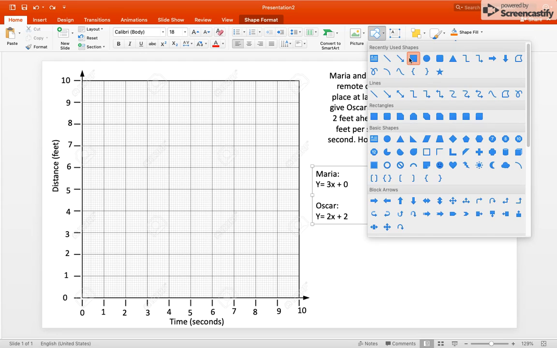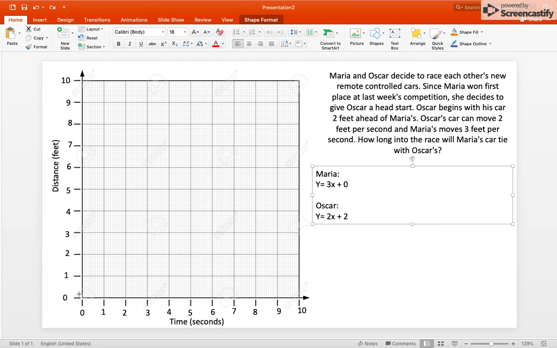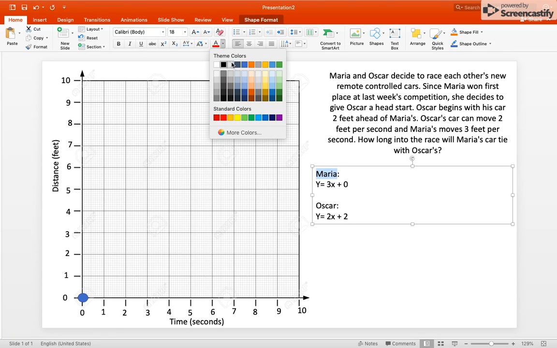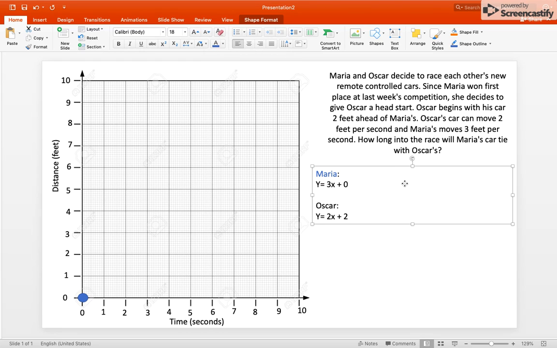So I'm going to switch to dots here. So the first point we can plot is the y-intercept, which is 0, 0 in this case. So we'll use blue for Maria. And I'm going to go ahead and actually make her name blue so that we remember that Maria is going to be our blue dot, our blue line. So there's our first point. Our slope is 3. So to plot our next point, we are going to be moving up 3, 1, 2, 3 over 1.